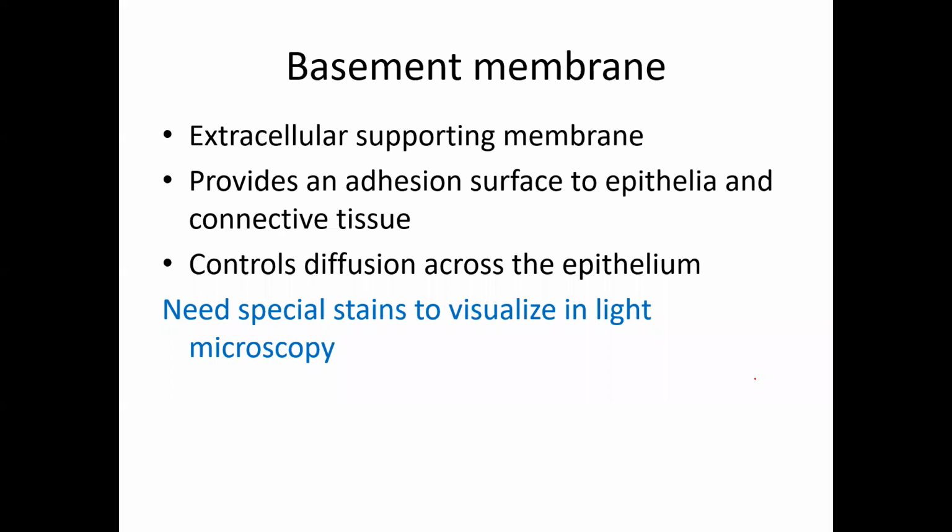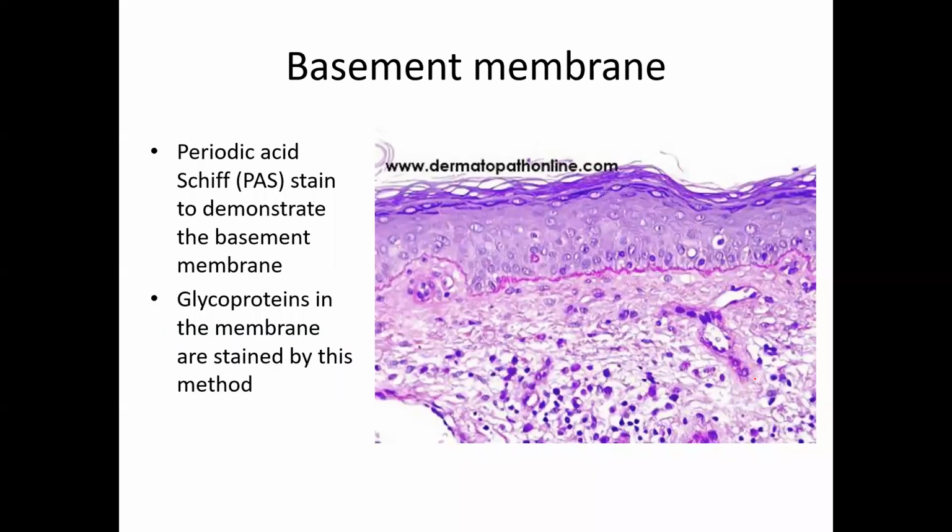the basement membrane. So this purple line is the basement membrane, where we have used the periodic acid Schiff stain, or PAS stain, to demonstrate it. The basement membrane has glycoproteins, and that is what gets stained here. If it is not a special stain, we can't see the basement membrane in light microscopy, in H&E sections. So you have to do a special stain to see it.